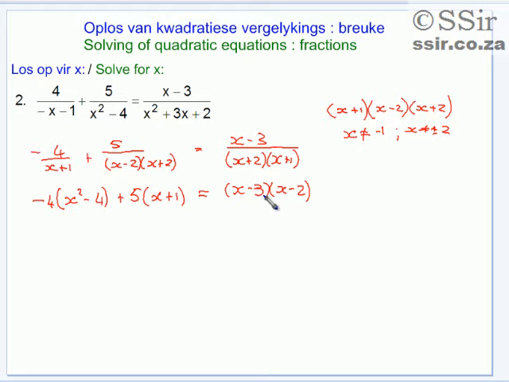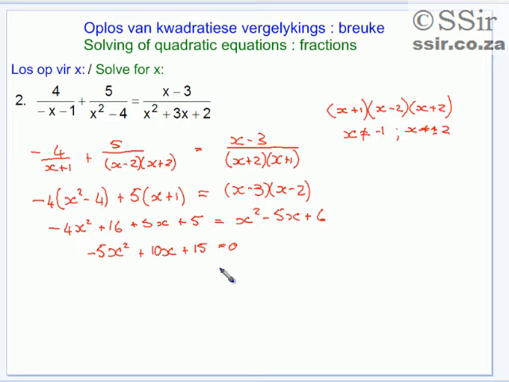Because there are two terms in the numerator, remember to write them down inside brackets. It will save you time in the future. If we multiply out our brackets, we get minus 4x squared plus 16 plus 5x plus 5 equals x squared minus 5x plus 6. In this step, I can divide right through by a minus 5.